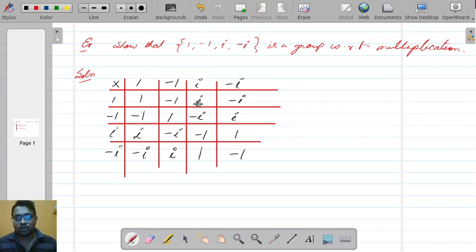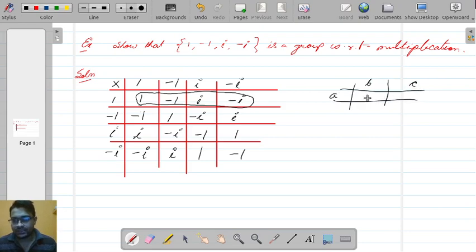In the composition table, one thing you observe is that there is no repetition of any element in any row or column. Each element appears exactly once. Actually there cannot be any repetition in this composition table, and we can prove it. Say A is one element, and there are elements B and C. Suppose in this particular row there is a repetition, say A star B is the same as A star C.